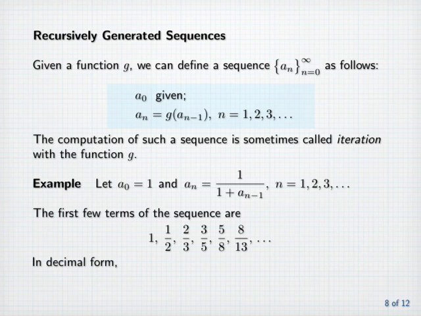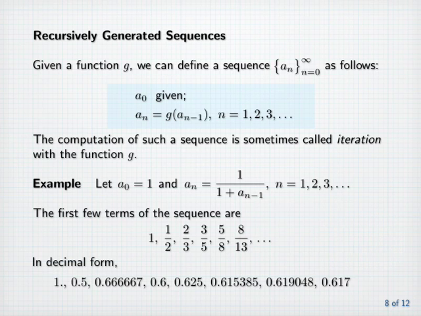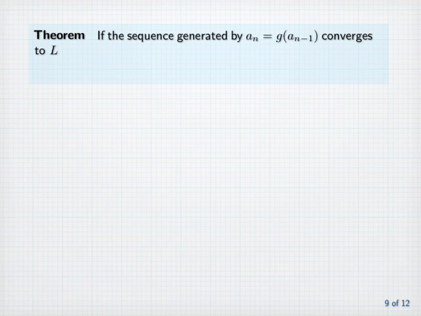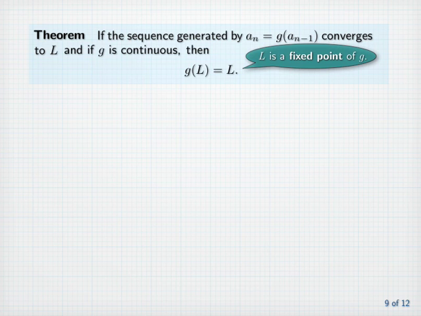Here are the terms of the sequence in decimal form. Notice that the sequence appears to be approaching a limit somewhere near 0.62. A theorem. If the sequence generated by a sub n equals g of a sub n minus 1 converges to L, and if g is continuous, then L satisfies the equation g of L equals L. In other words, L is what is often called a fixed point of the function g.